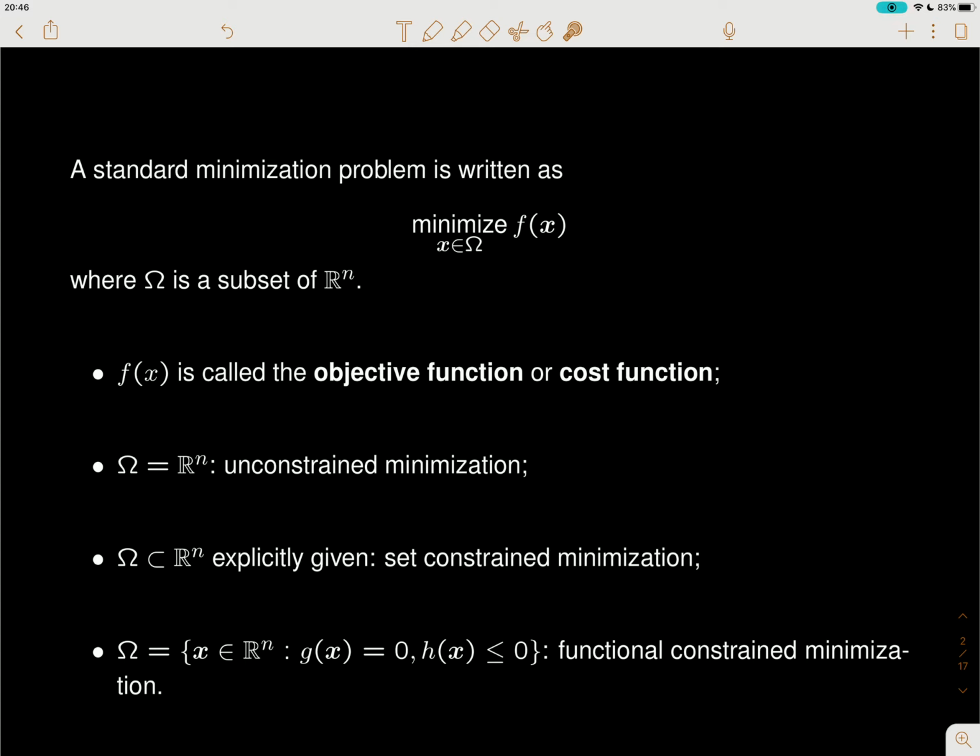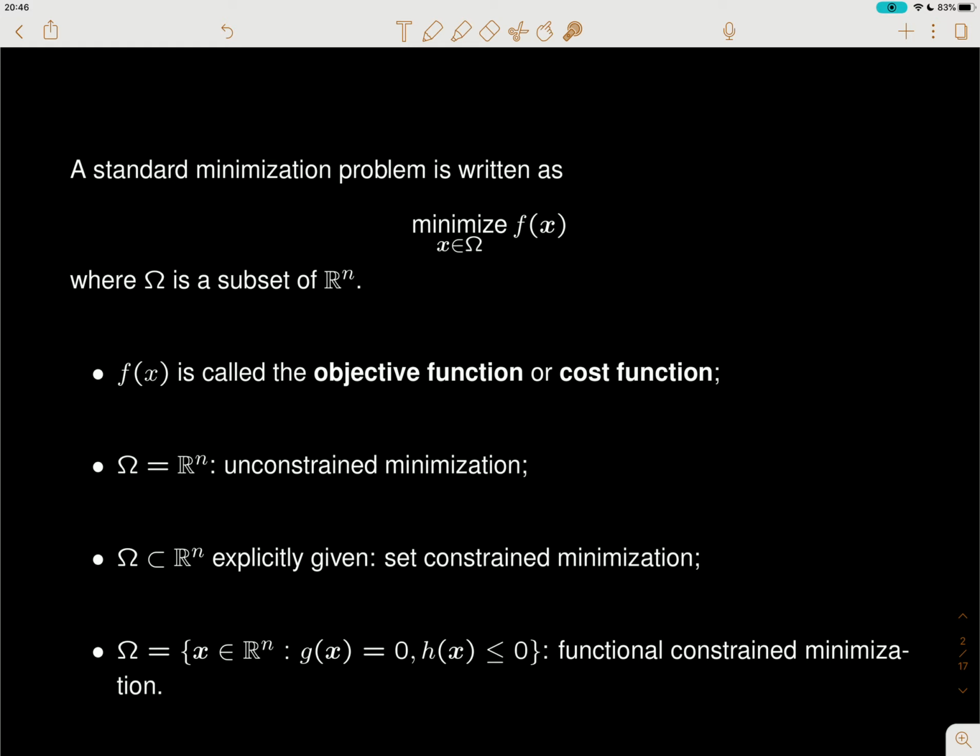It's the simplest one. In some cases, you will not have omega equal to R^n, the n-dimensional Euclidean space, but it's just a subset. In this case, it's usually called a subset constrained minimization. For example, you want to find your minimizer, but you want your minimizer to be, say, in the first quadrant, where all the components of x are greater than or equal to 0. So you can find a minimizer, but you don't count those that have negative values.